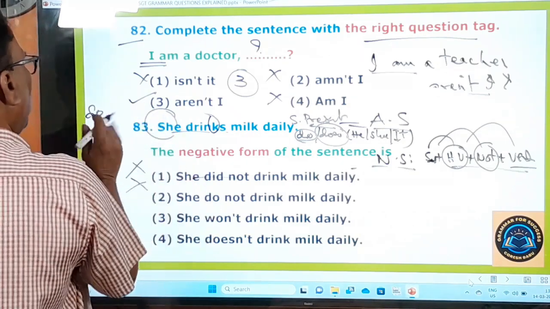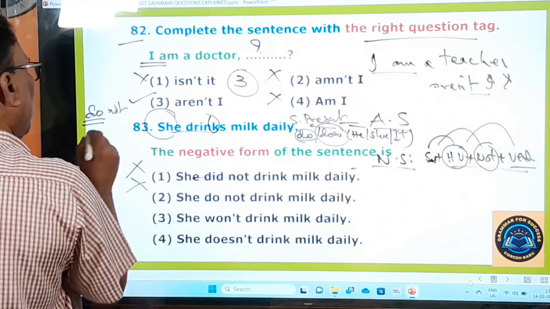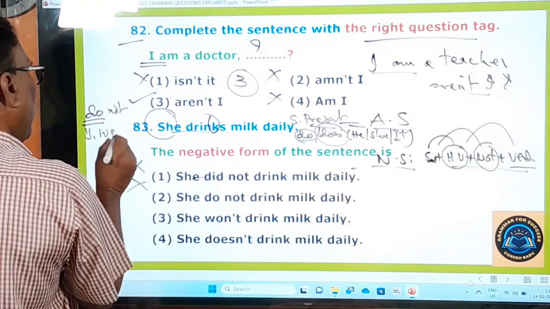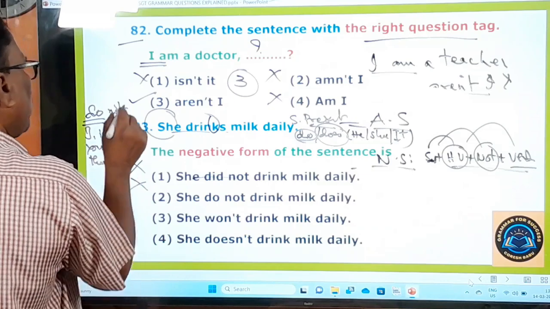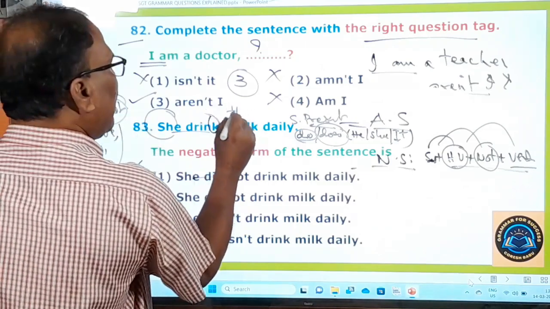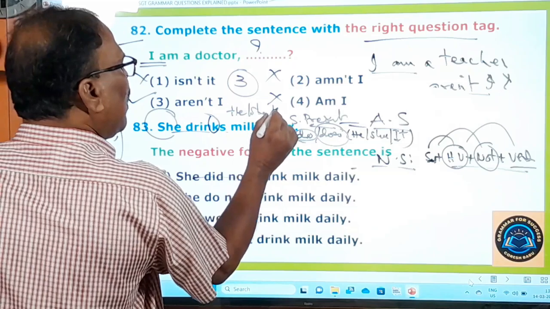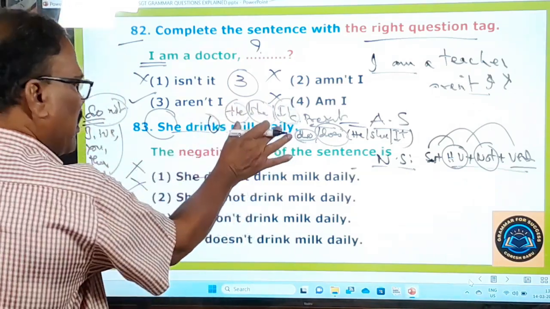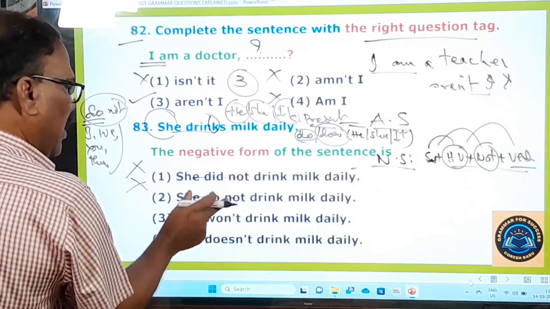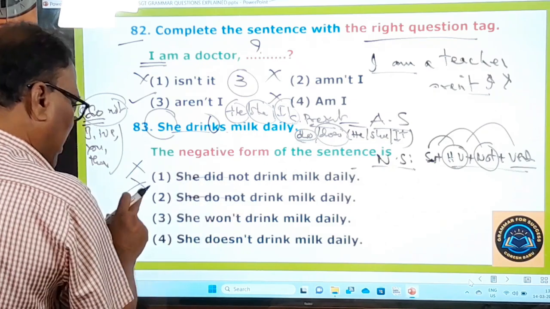"Do not" is used for what? "Do not" is used for I, we, you, they. For these persons, "do not." For he, she, it, which is called the third person singular, "does not." So here "do not" is given. This is wrong.